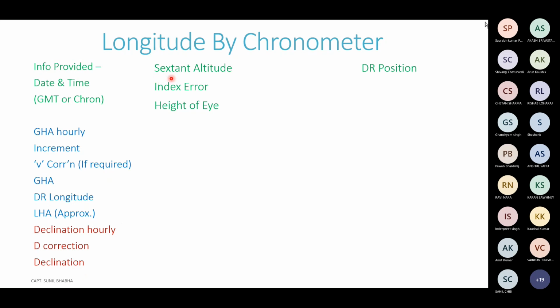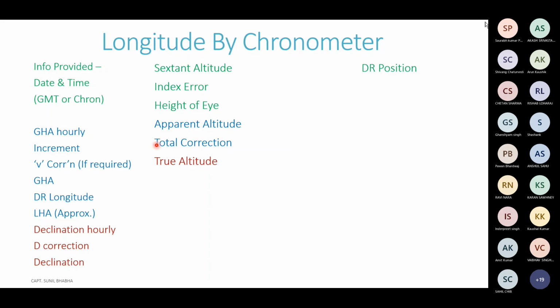The next information we have is the sextant altitude. We will correct this altitude now. We will first apply the index error. If it is on, you put it off. If it is off, you put it on. Then we apply the height of eye using the dip correction. The dip correction is always negative, obtained from the table given on the first page of the almanac. And once these two corrections are applied, we obtain the apparent altitude of the body.